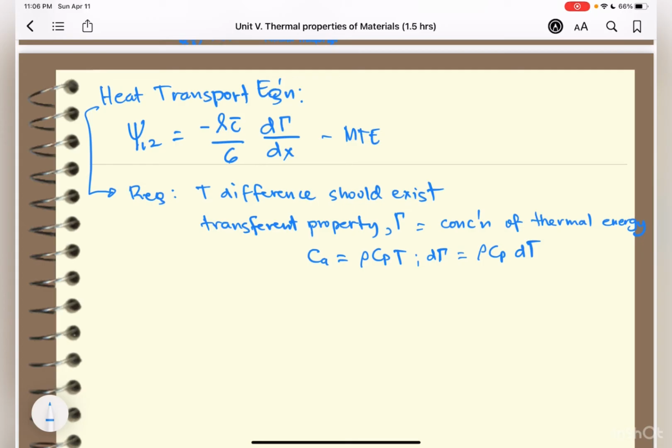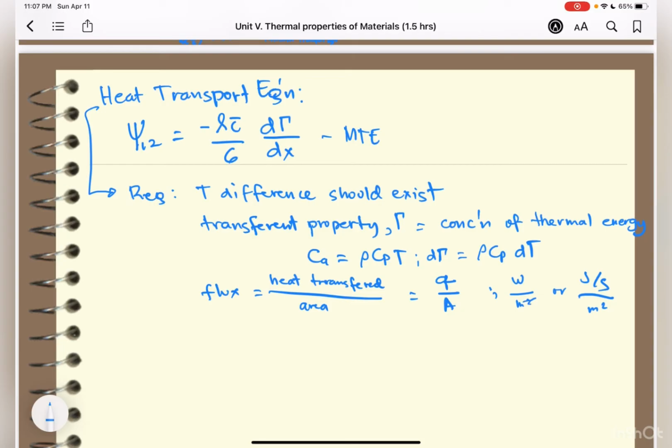Third, define what our flux is. Flux is the heat transferred per unit area. The heat transferred is per unit time, and flux should be the transferent property per unit time per unit area. So we term that Q over A, and this Q over A would have the unit of watt per meter squared, or joules per second per meter squared.